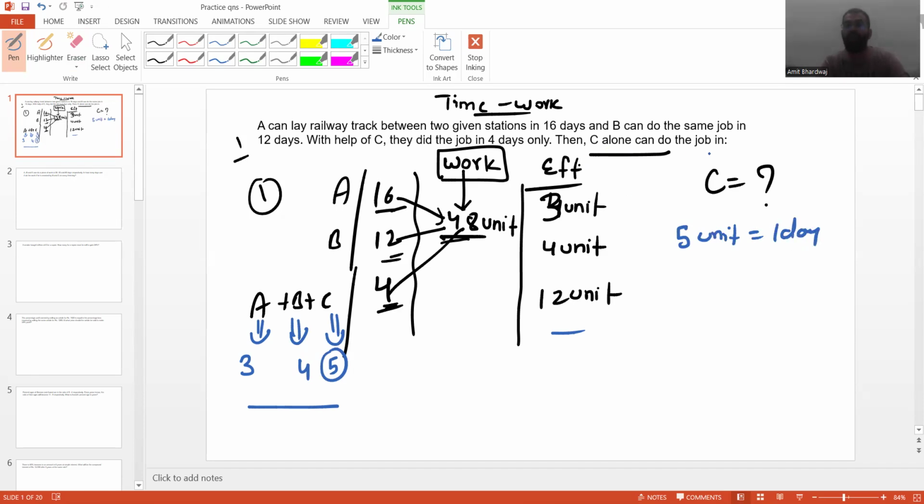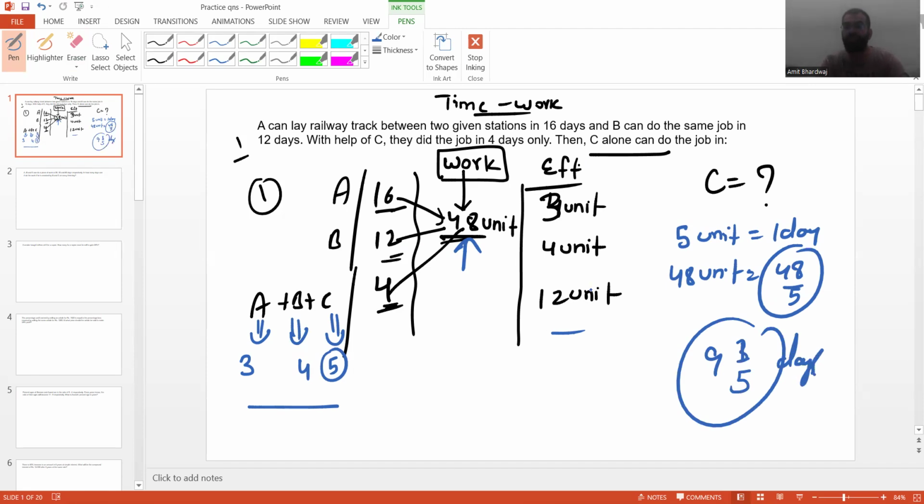So C alone can do the job in how many days? Total work is 48. So you can note down that 48 units of work can be completed in 48 by 5 days, right? So the answer will be 9 and 3 by 5, so 9 3 by 5 days. Okay. So this is the answer of the question.